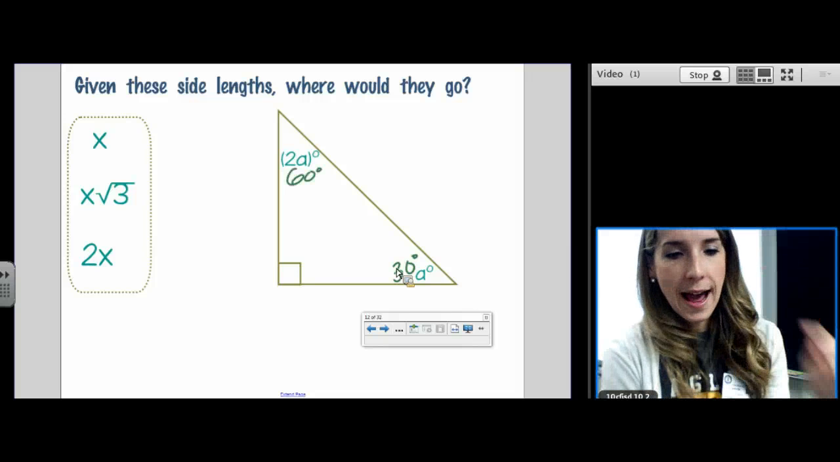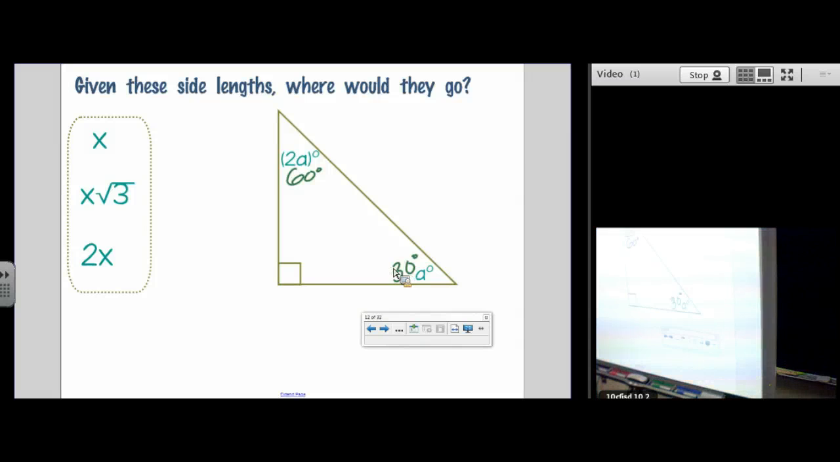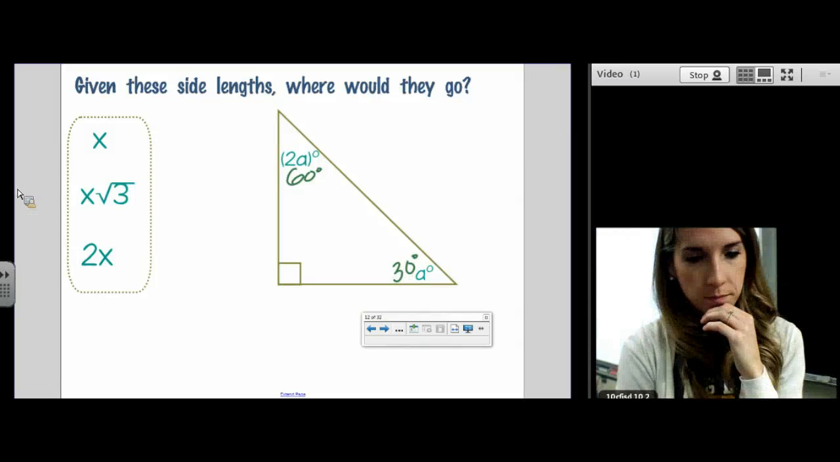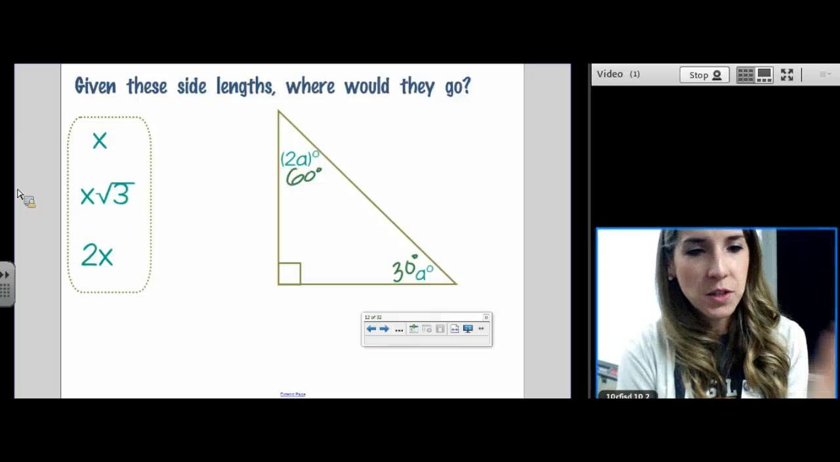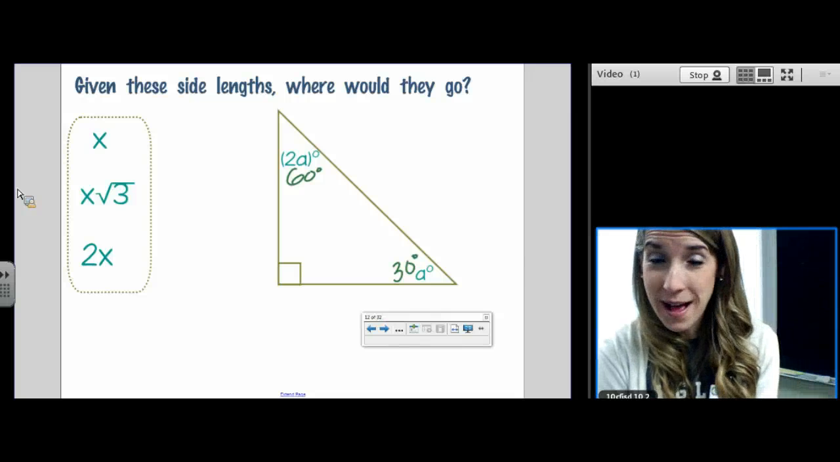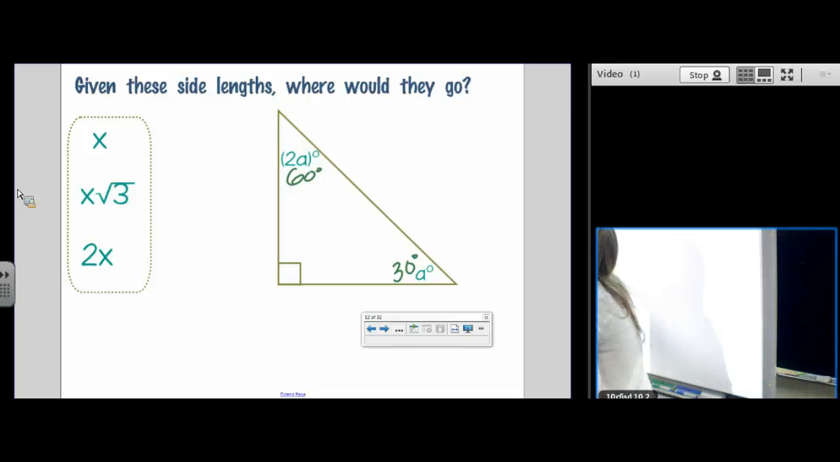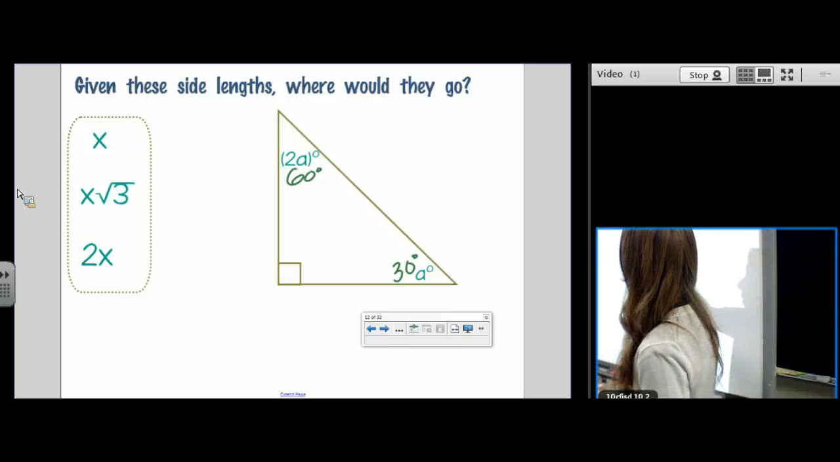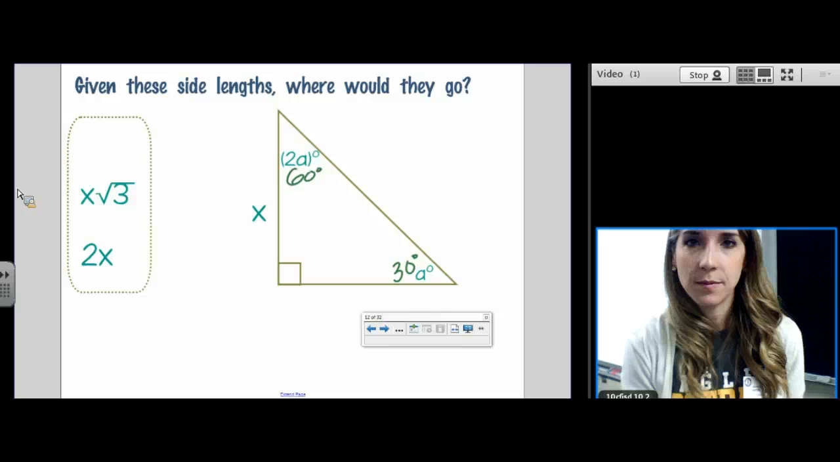If those are side lengths, think about where they would go on our picture. Good. Okay. So out of all those numbers, which one is the smallest? The smallest one is x. The smallest side, if you remember from last semester, is going to go across from the smallest angle. So the one across from 30 is x.